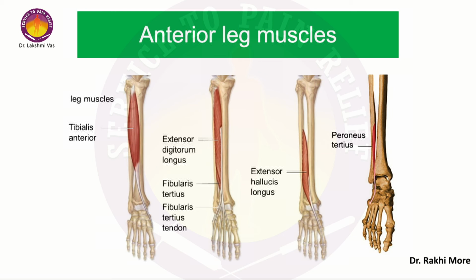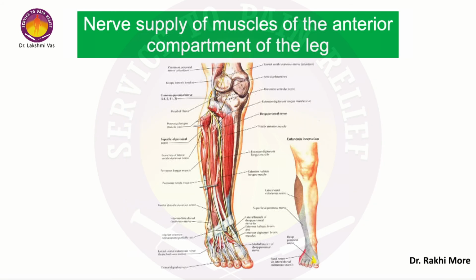So these are the anterior leg muscles, and the nerve supply to these muscles is by the deep peroneal nerve. Now deep peroneal is a branch of the common peroneal nerve, which is given just after the common peroneal takes a turn around the neck of the fibula and divides into the deep and the superficial peroneal nerves. So the deep peroneal nerve supplies all the muscles in the anterior compartment, while the superficial will supply the muscles of the lateral compartment.